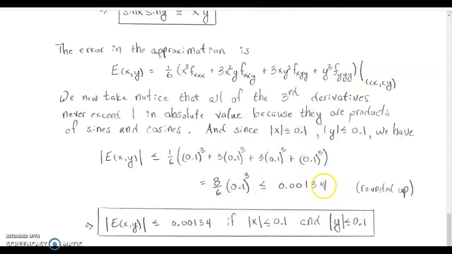0.00134. So the error that we would see on this rectangle, where the absolute value of x is less than or equal to 0.1 and the absolute value of y is less than or equal to 0.1, is at most about 1/1000th, which is pretty amazing that xy gives that good of an approximation of sine x times sine y.